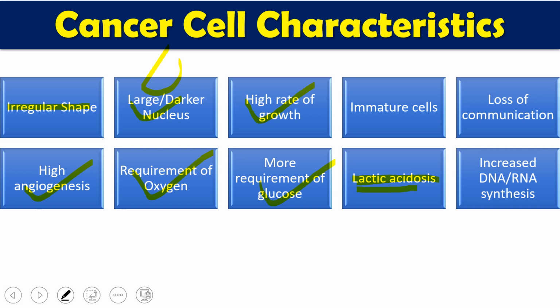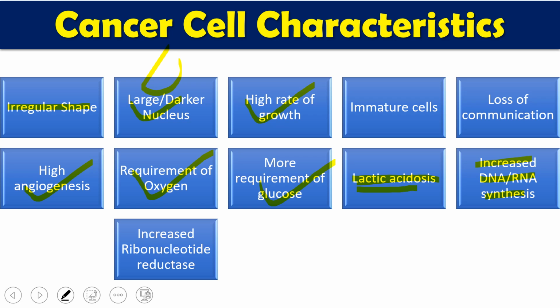Because cancer cells have to divide very fast, they need more DNA synthesis and more RNA synthesis, so cancer cells have a high DNA and RNA replication process. Not only that, they also have increased ribonucleotide reductase. Ribonucleotide reductase is an enzyme which normally converts ribonucleic acid to the deoxyribose forms. Because DNA is synthesized more, the activity of ribonucleotide reductase also increases.